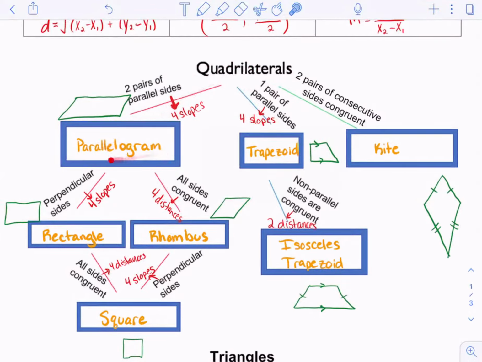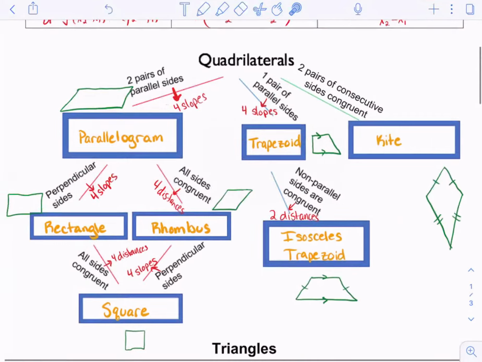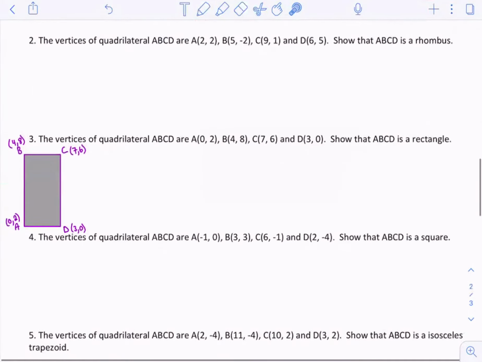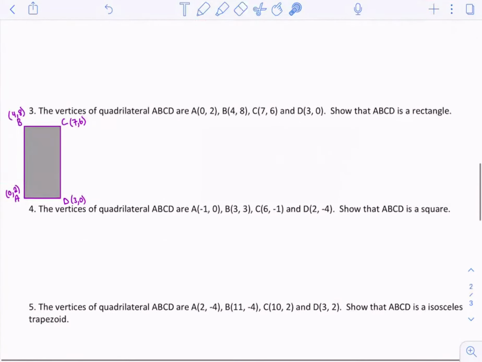Once I do 4 slopes to prove it's a parallelogram, the 4 slopes should also be enough to tell me it's a rectangle. So really, I just have to do the 4 slopes. But for those of you who have trouble remembering a chart like this, your shortcut is to do 4 distances and 4 slopes for all 4 sides. Then that should be enough information to tell you anything about this shape.